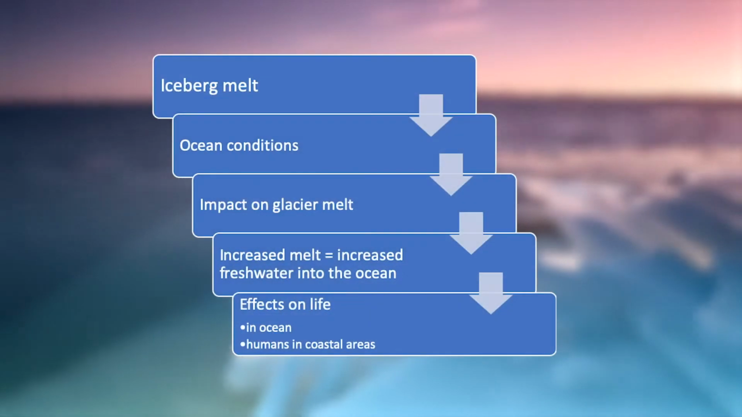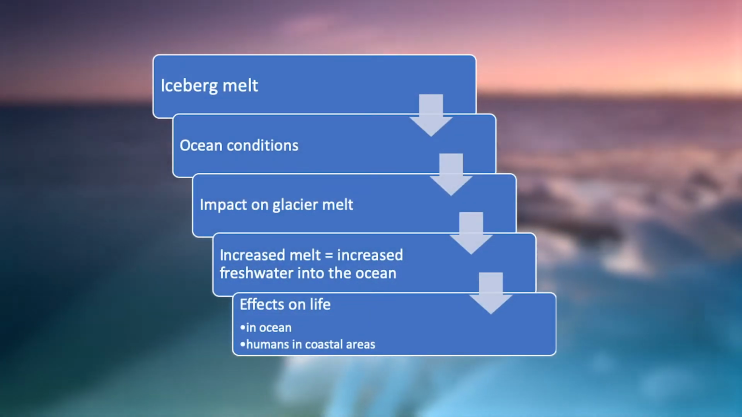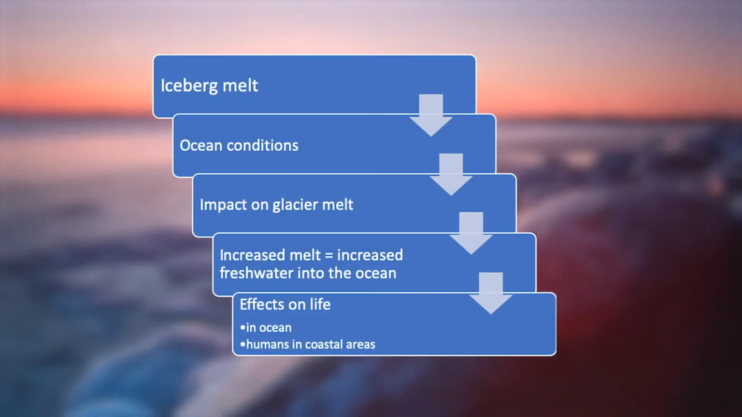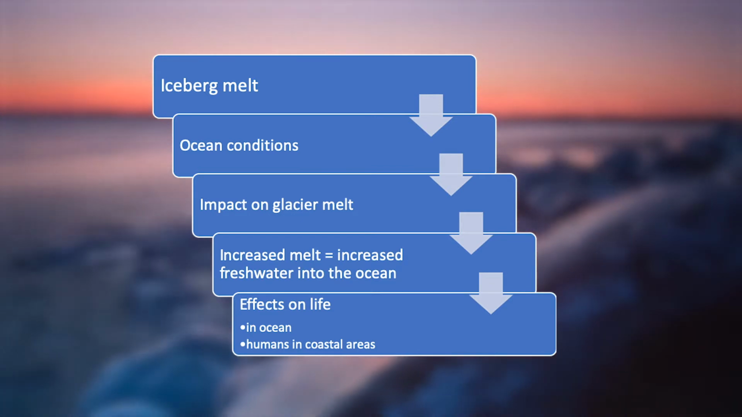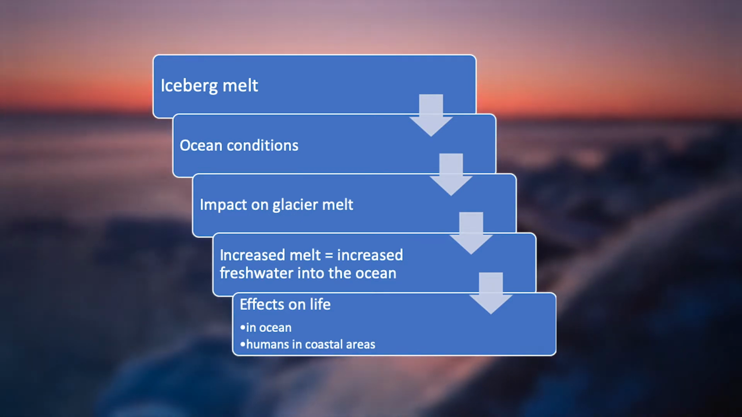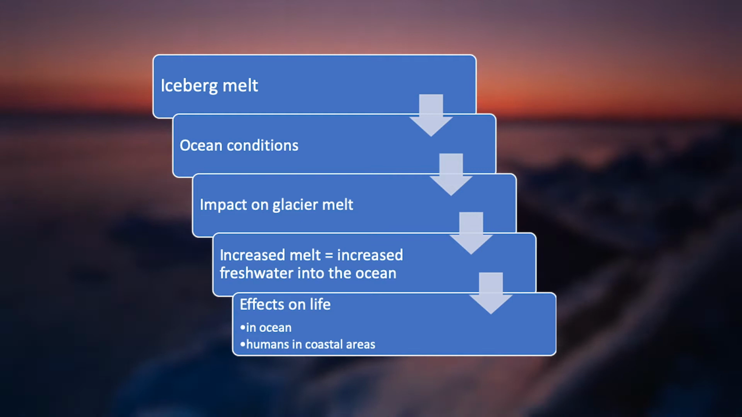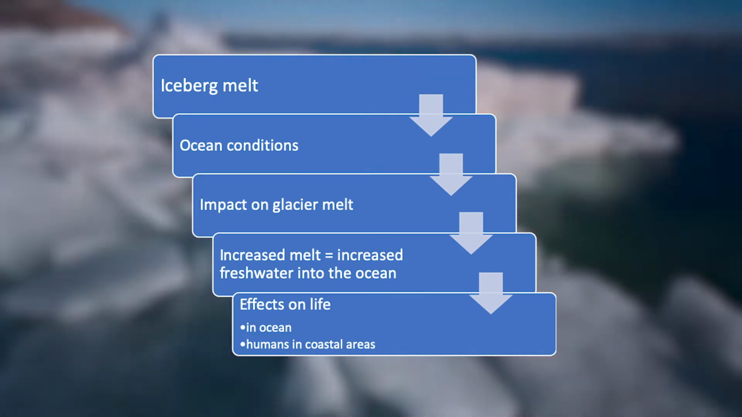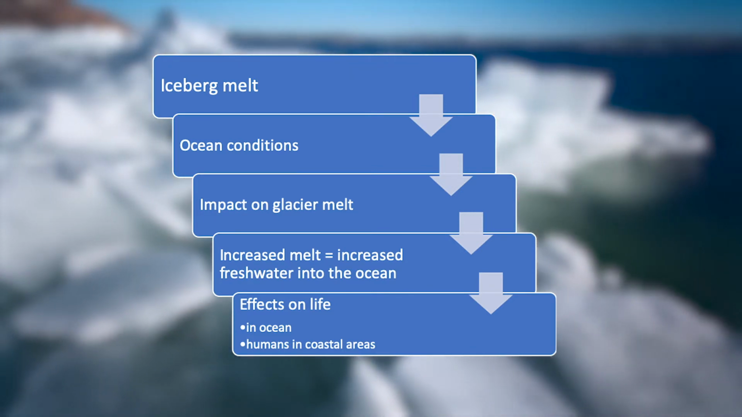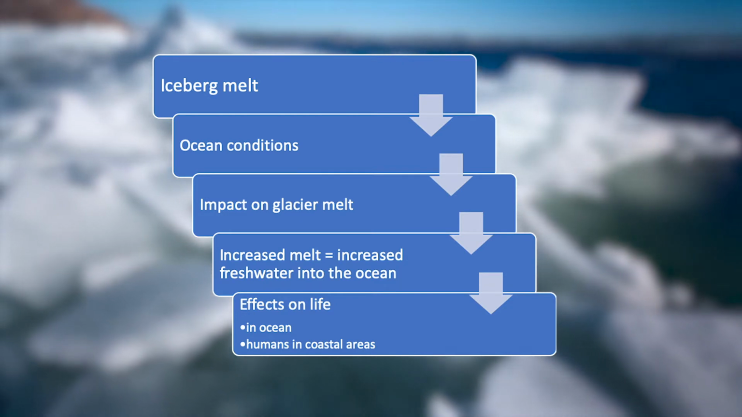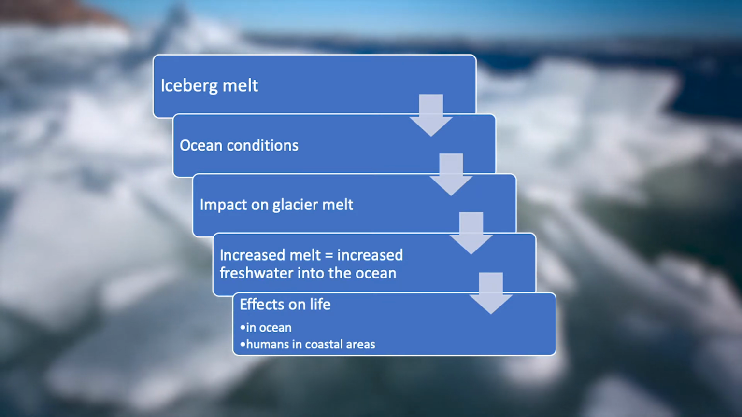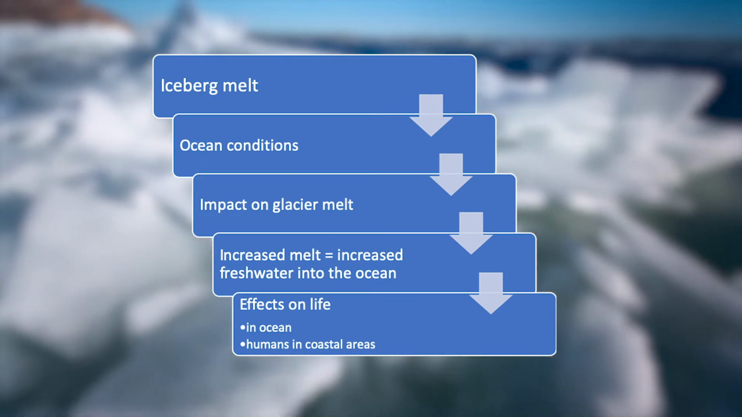For example, iceberg melt can tell us something about the conditions in the ocean. The conditions in the ocean affect the glaciers that end in the ocean. And if there's more melt in glaciers, that can lead to more freshwater input back into the oceans. This freshwater has impacts on life in the oceans and can also affect humans that live around coastal areas as well.